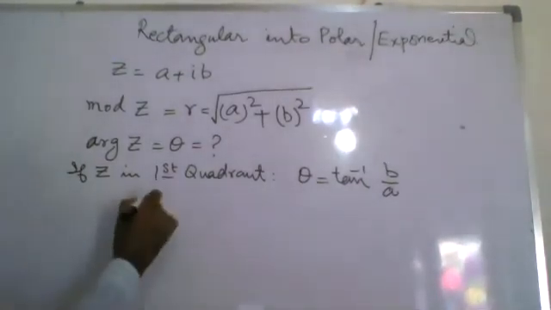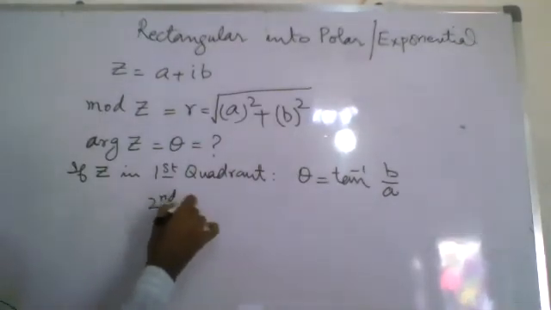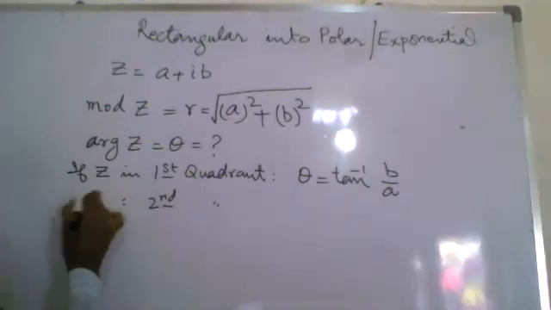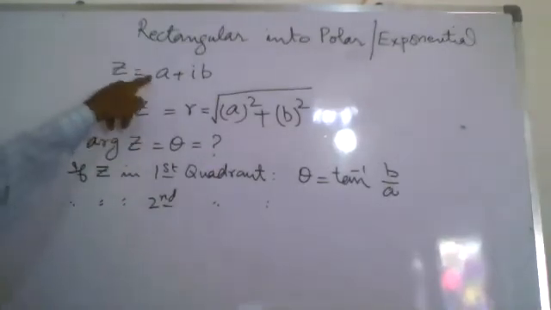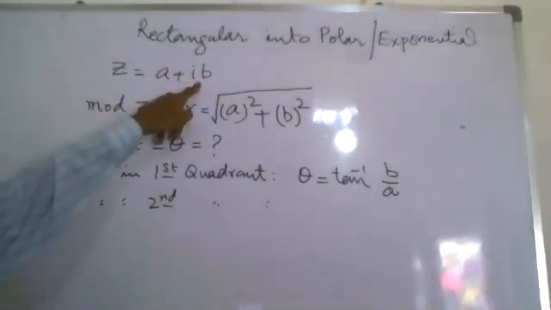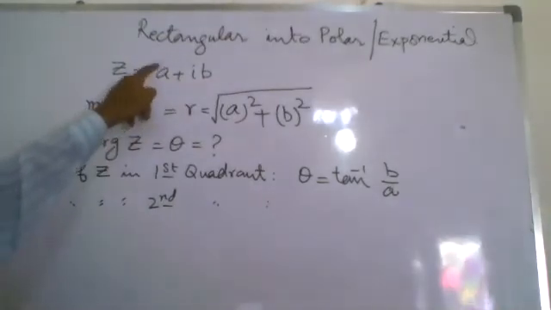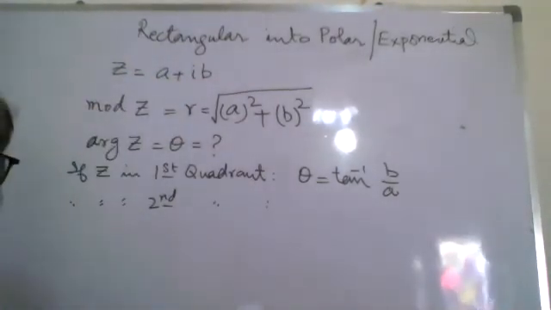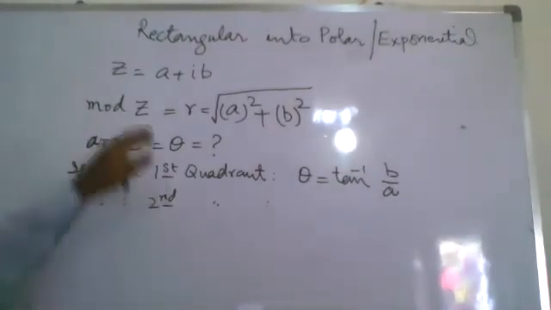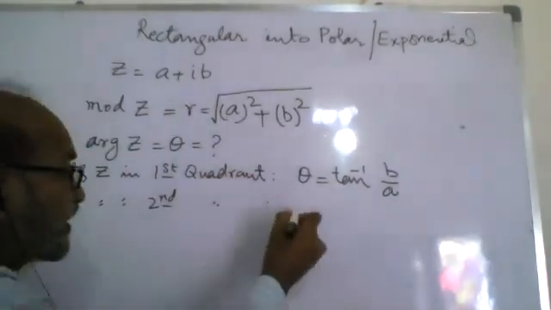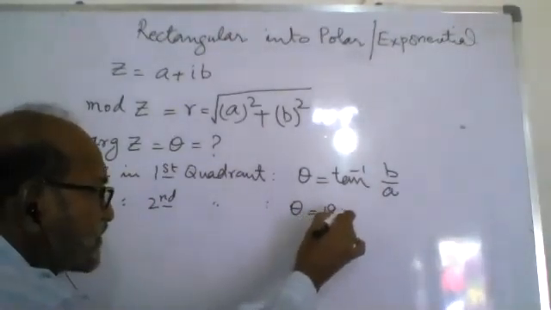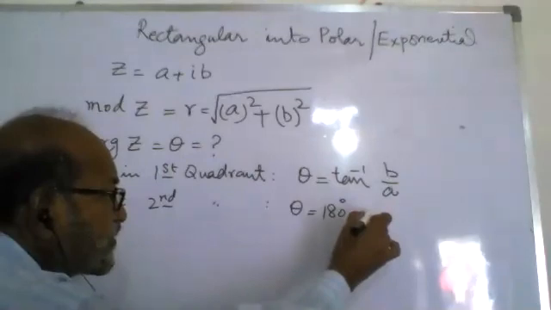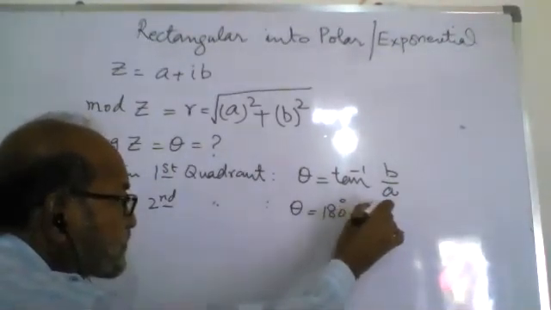If it is in the second quadrant, when a is negative and b is positive, this will be in the second quadrant, so theta can be found as 180 degree minus tan inverse b upon a.